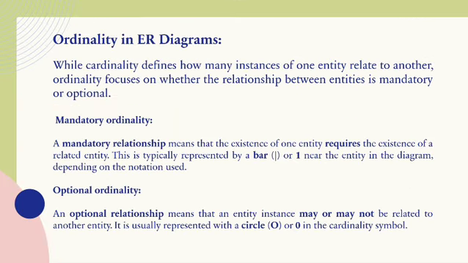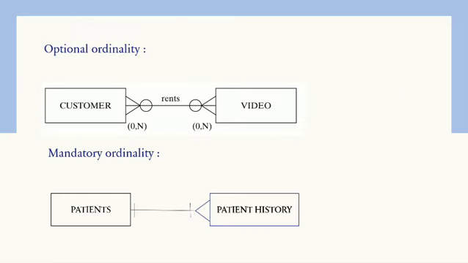Next, we are going to see ordinality in ER diagrams. While cardinality defines how many instances of one entity relate to another, ordinality focuses on whether the relationship between entities is mandatory or optional. In mandatory ordinality, two entities must be linked. In optional ordinality, two entities may or may not be linked. For example, a patient must have a patient history. So this is mandatory. A customer rents a video or he may not have rented the video. So this is known as optional ordinality.